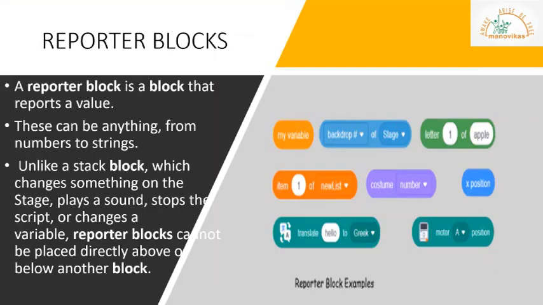Now these are the blocks which report a value. It gives a value to a particular variable. These can be anything. The value can be numbers or strings. Unlike a stack block wherein you can change something on the stage, or play a sound, or stop the script, reporter blocks cannot be placed directly above or below any other block.